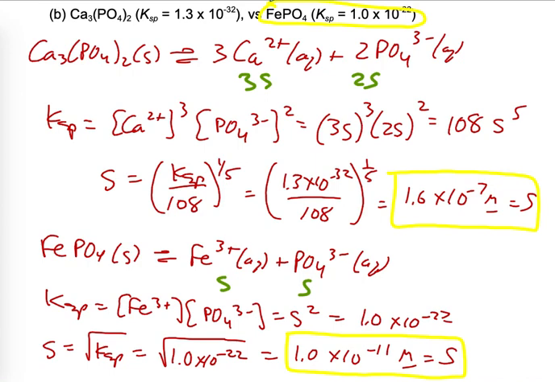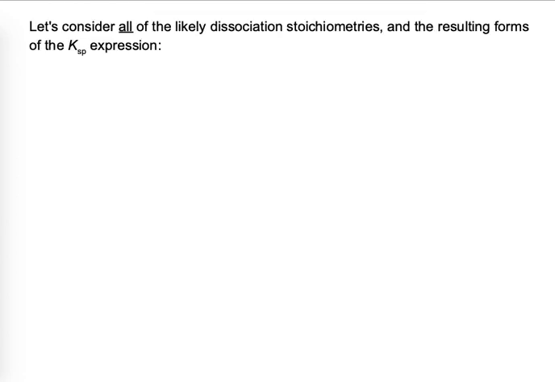Now, what we've seen so far are a couple of examples of dissolution and dissociation stoichiometries and the corresponding forms of the KSP expressions. Why not be systematic and consider all of the possible, or rather the likely, dissociation stoichiometries, because there are many more that we're not going to look at, and the resulting forms of the KSP expressions.